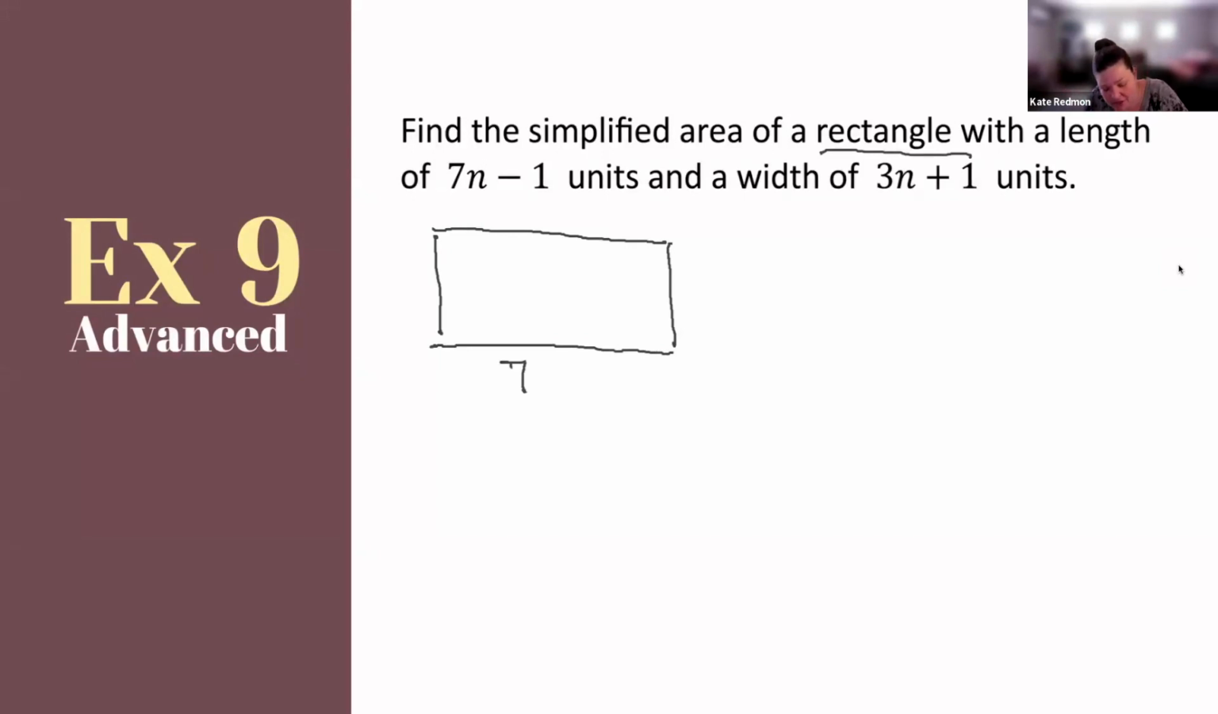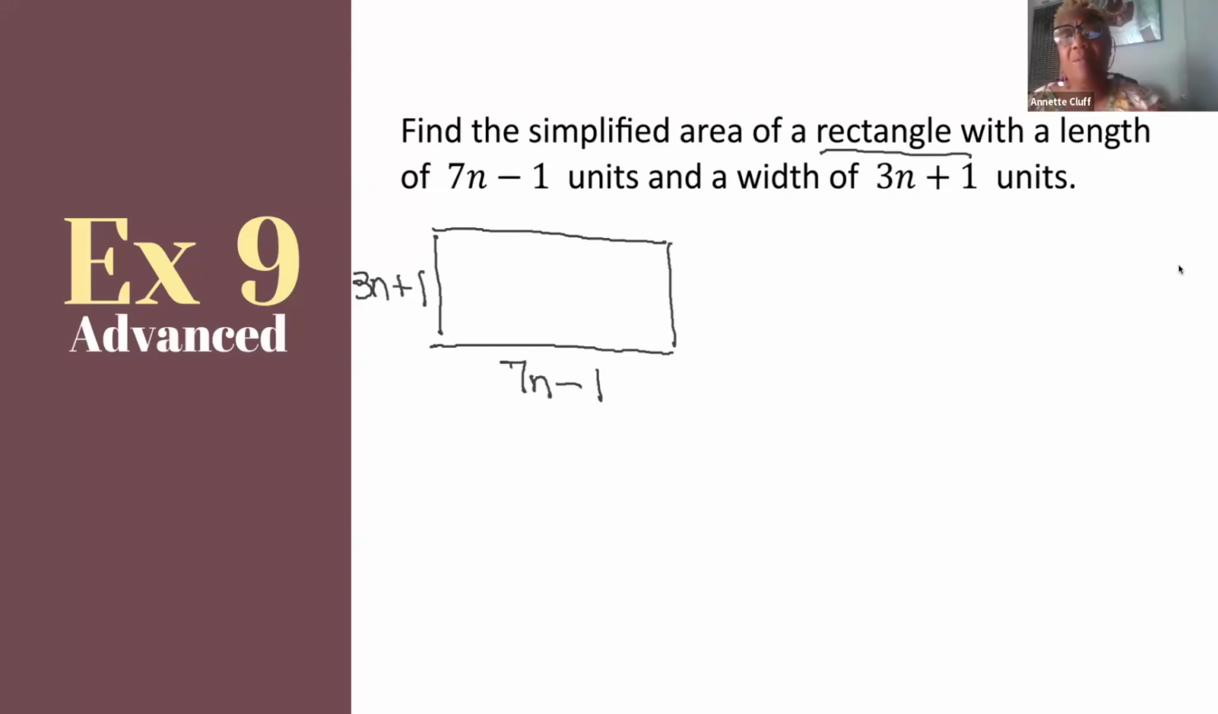I have a length of 7n minus 1. They also told me my width. It might be a confusing width, but I know what it is. I can at least label my rectangle: 3n plus 1. Now, what have they told me to do or to find here?